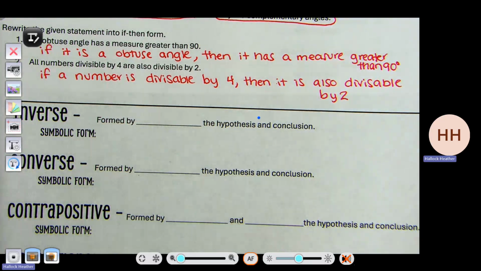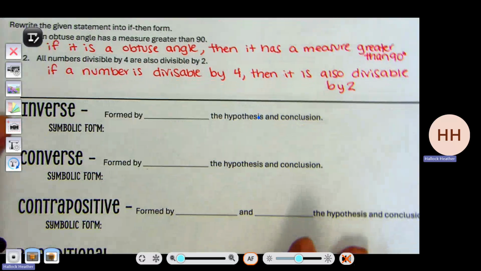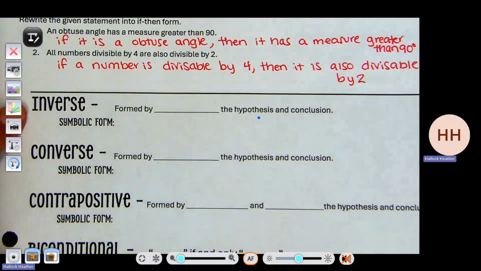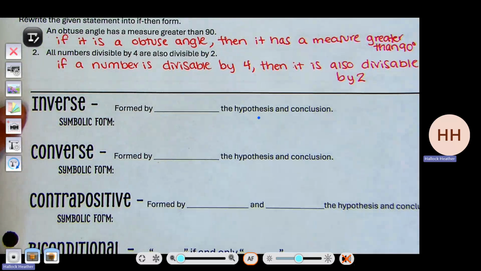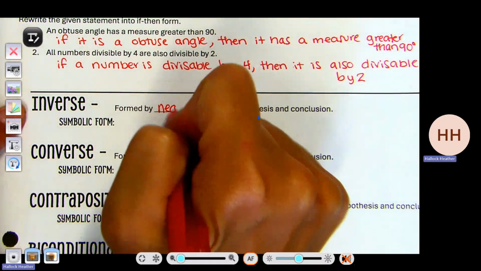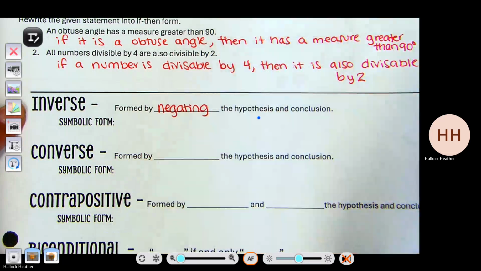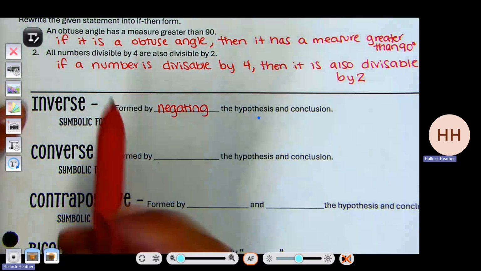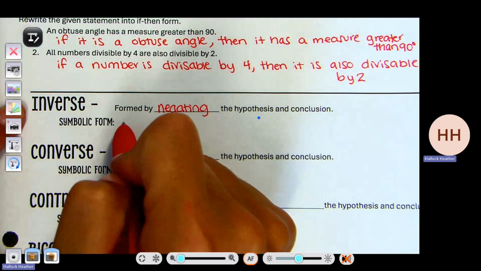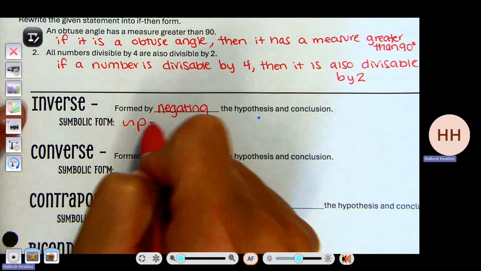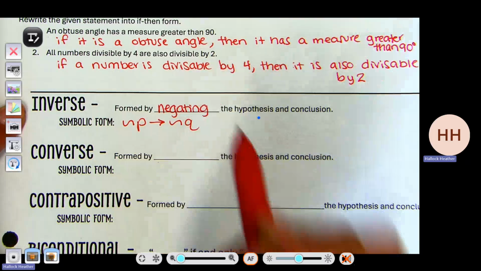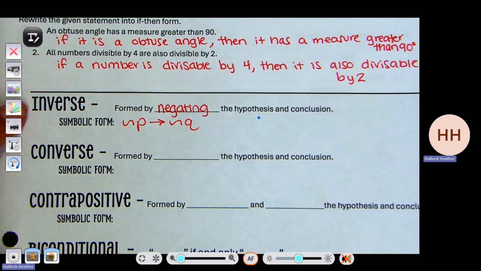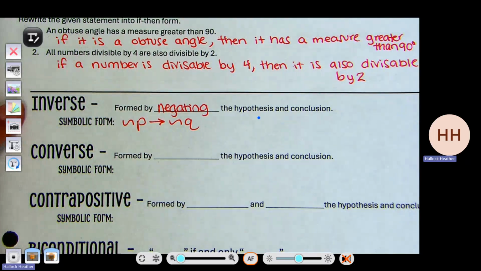So when they ask for the inverse, this is technically formed by negating the sentence or making it a negative statement. So it's formed by negating the hypothesis and the conclusion. So anytime you make it negative, it's going to put a little squiggle in front of your symbols. So it's like the negative of P and the negative of Q, which you're like, that's not a negative sign, it's a squiggle sign. But that's what they use for conditional statements. So anytime you see a squiggle, it means that it's making the statement negative.